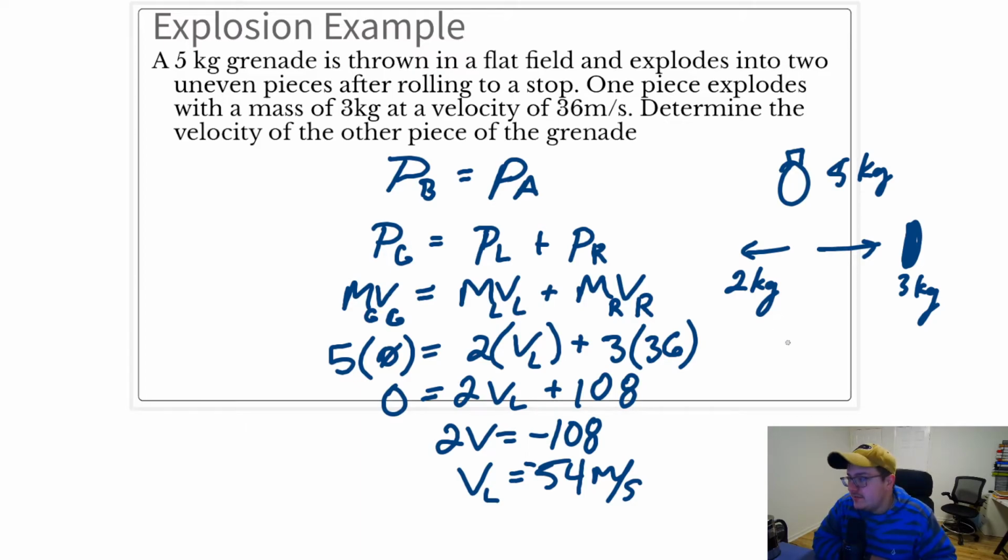Why is it negative? Well, this piece was going to the right at 36, which means the other piece is going to be going to the left. So now it's going negative 54 meters per second.